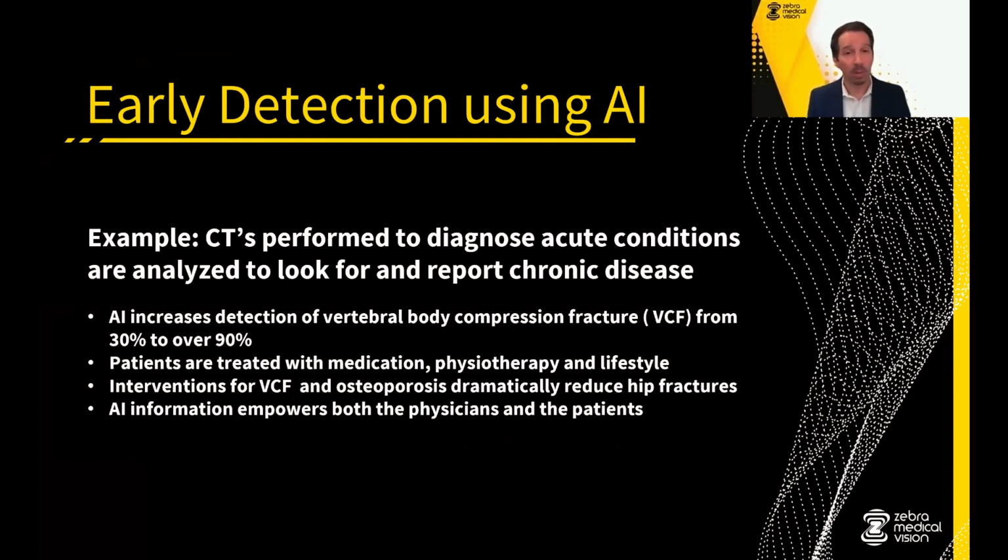Now, only 30% of vertebral compression fractures are reported from CT scans on a global average. AI can increase that detection to over 90%. And we know that preventative interventions for compression fractures have been shown to decrease the risk of osteoporotic hip fractures by 40 to 70% in high-risk individuals. So by treating patients early through medication, physiotherapy, and lifestyle changes, we can empower both the physicians and the patients.